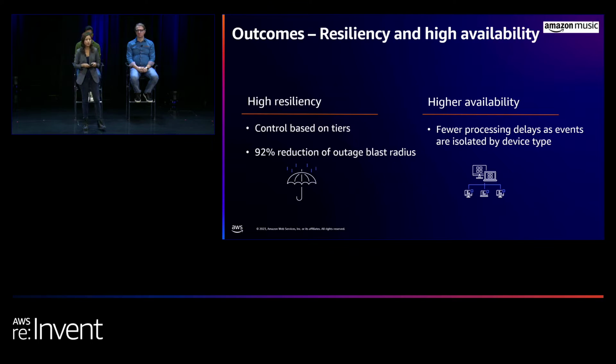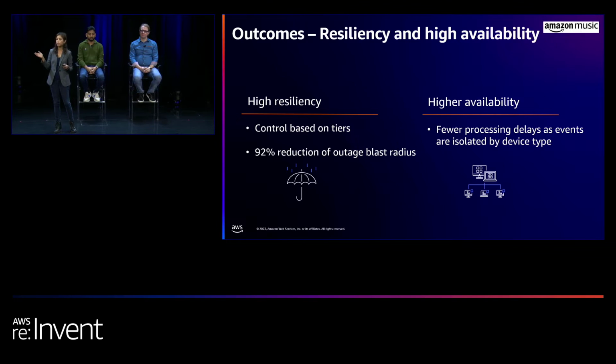And as a result, the outcomes were high resiliency. They were able to control based on tiers. And they also saw a 92% reduction in the outage blast radius. And that's because now their tier 1 events were not impacted if they had a lot of noisy traffic on the operational events, which was the case before they adopted cell-based architecture.